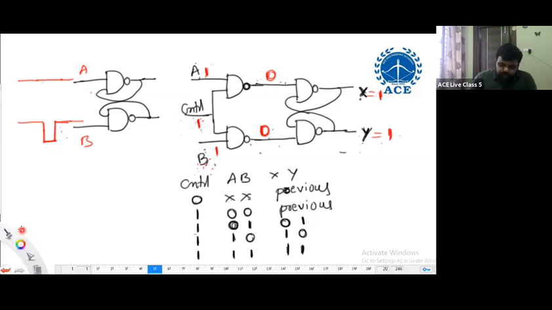Now, before deciding which one is S and which one is R, let me decide this is Q, this is Q bar. Once again, X and Y are replaced with Q and Q bar. If I say this is Q, this will be Q bar. So what is S? What is R? It is set, it is reset. Am I right? What do you mean by setting? Making Q equal to 1. What do you mean by resetting?